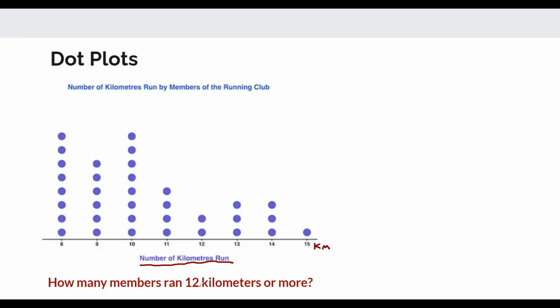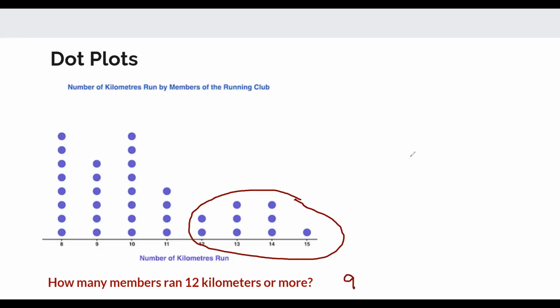Let's look at the question here. How many members ran 12 kilometers or more? An easy way to approach a problem like this is to circle that section. Maybe just in your head, circle it. But these are the ones that we want to count. And we just have to count how many dots there are. 1, 2, 3, 4, 5, 6, 7, 8, 9. There were 9 people who ran 12 kilometers or more.